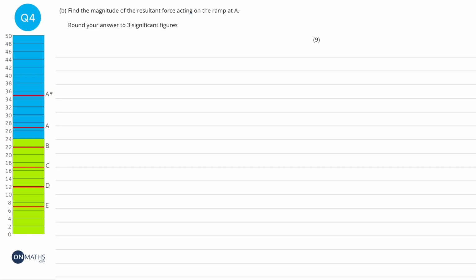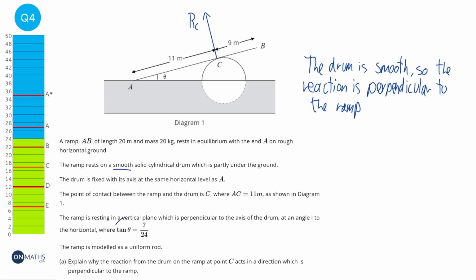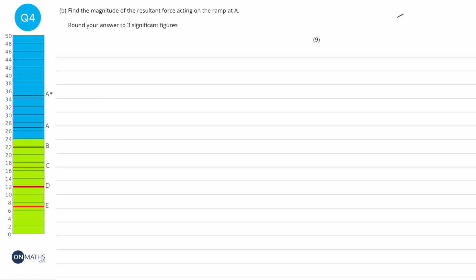So we're asked to find the magnitude of the resultant force acting on the ramp at A. If we have a look at the diagram, first of all, I notice we've got this tan theta equals 7 over 24. So we always try and quickly do a diagram for that. So we're just going to start off with that diagram. It'll be 7 and 24 with theta, and then what we can do is put in our cos theta. So it's a 7, 24, 25 Pythagorean triple, and cos is adjacent over hypotenuse, which is 24 over 25, and sine theta is 7 over 25.